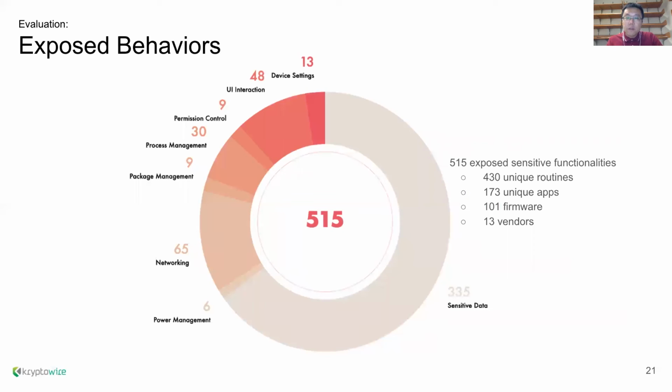This chart shows the breakdown of the identified exposed behaviors grouped by behavior category. There are 515 exposed sensitive functionalities, which are from 430 unique init routines. They cover 173 unique apps, spanning 101 firmware from 13 vendors.